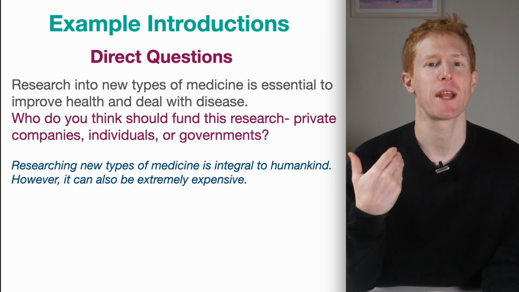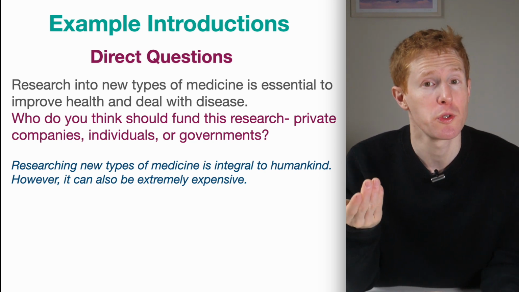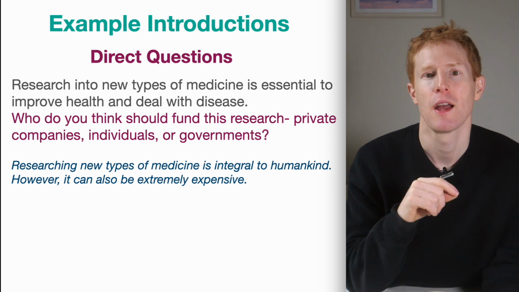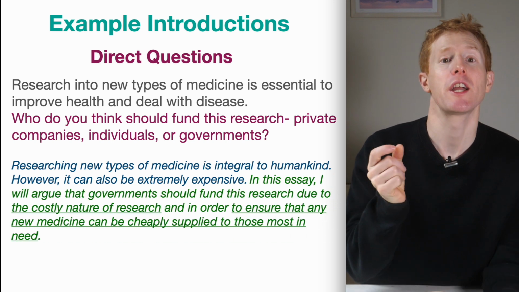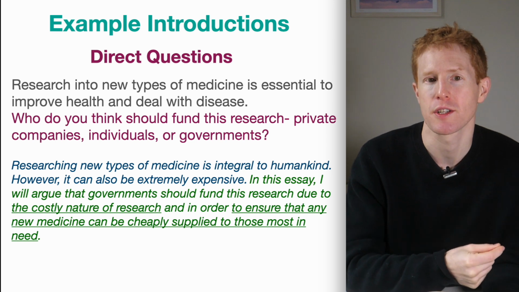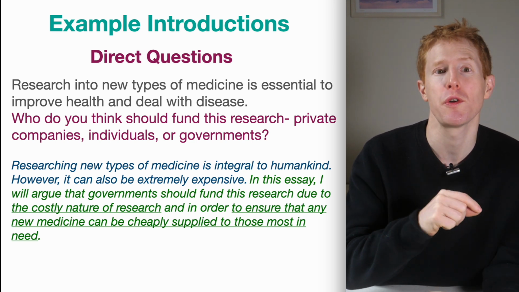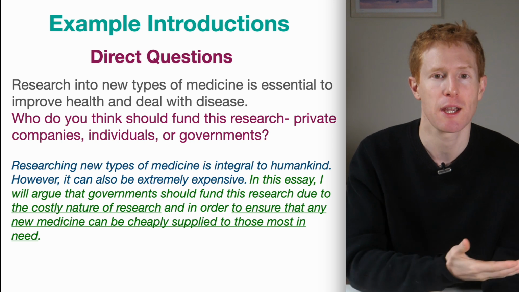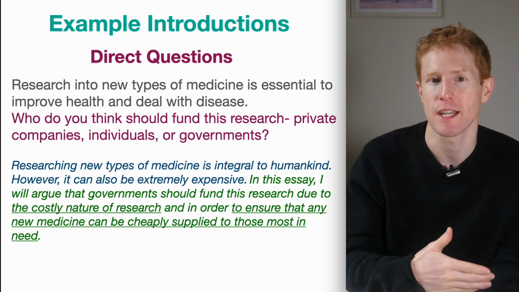Researching new types of medicine is integral to humankind. However, it can also be extremely expensive. And now let's respond to the question. In this essay, I will argue that governments should fund this research due to the costly nature of research and in order to ensure that any new medicine can be cheaply supplied to those most in need.